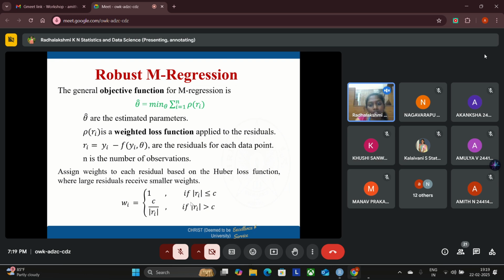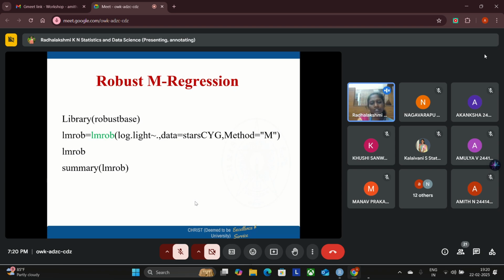We give a weight of one to the points where the modulus of the residual is less than or equal to C. C is a constant here. Based upon the size of the data set, C will change. And if the residual is greater than C, the weight will be reduced like this. Based upon that, we get the best model in the robust procedure. Obviously, points with large residuals, the extreme observations, will receive less weight. This is how the robust M regression performs theoretically. So now we are moving to the hands-on of robust M estimation.